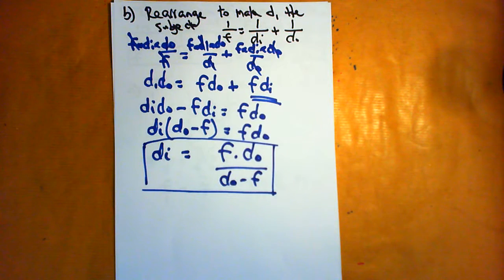So let's confirm that just by doing a check. From question A we had the combination di was 6, do was 3, and f turned out to be 2. Hopefully that combination of the three letters still holds. So the numerator is f times do, which was 2 times 3, which is 6. The denominator is 3 minus 2, which is 1. 6 divided by 1 gets you back to di equals 6, as we were hoping.